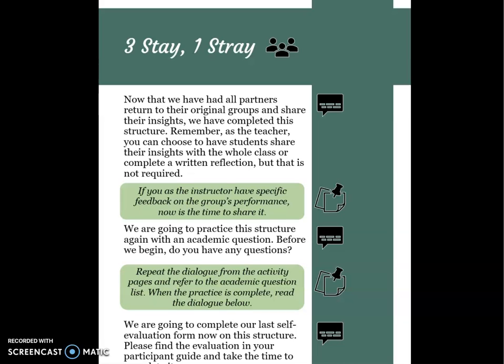So they are supposed to practice the structure 2 times, once with a social team building question and once with an academic content question. I have here for the instructor's note that they repeat the dialogue from above for the second time. I don't know if that is too confusing or if I should actually type out all the dialogue again. Let me know what you think for that.